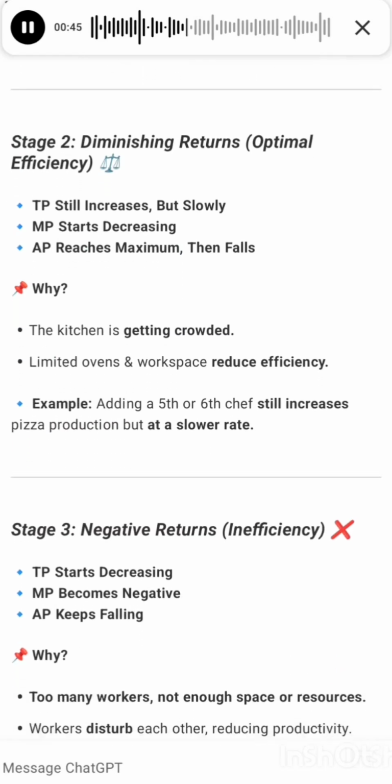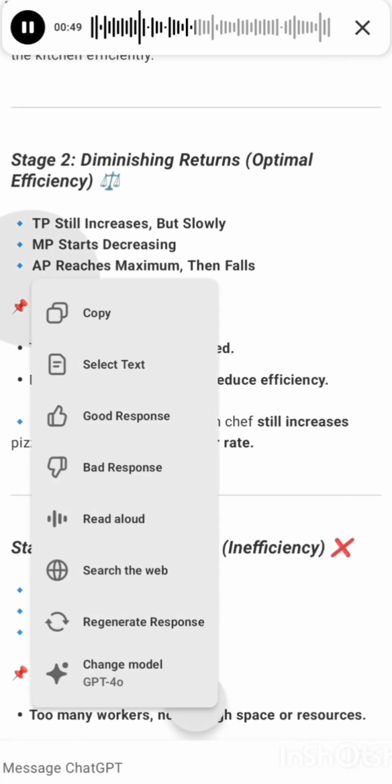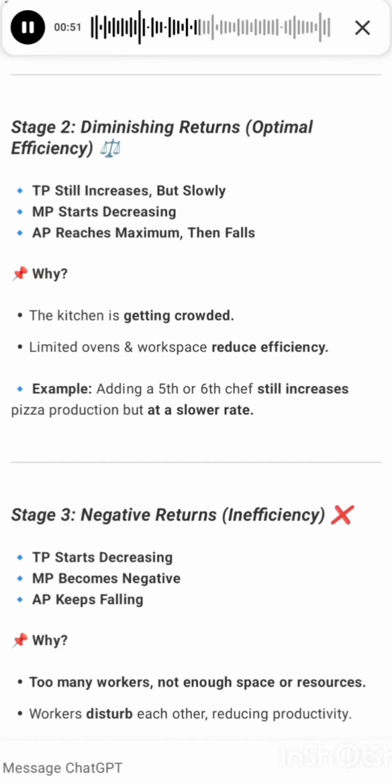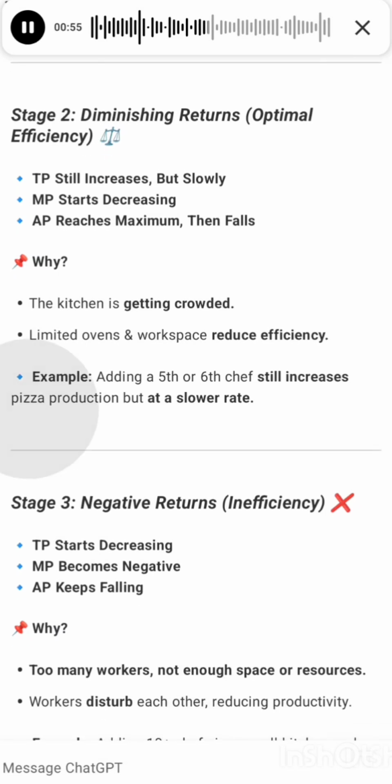Stage 2, diminishing returns, optimal efficiency. TP still increases, but slowly. MP starts decreasing. AP reaches maximum, then falls. Why? The kitchen is getting crowded. Limited ovens and workspace reduce efficiency. Example: adding a fifth or sixth chef still increases pizza production, but at a slower rate.